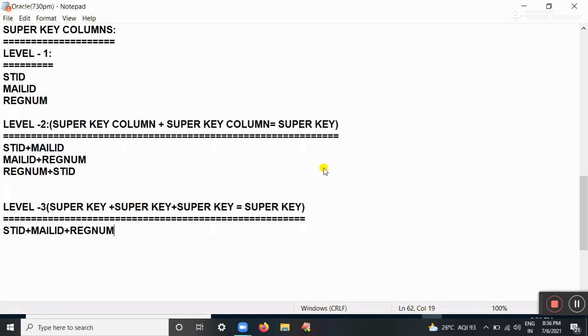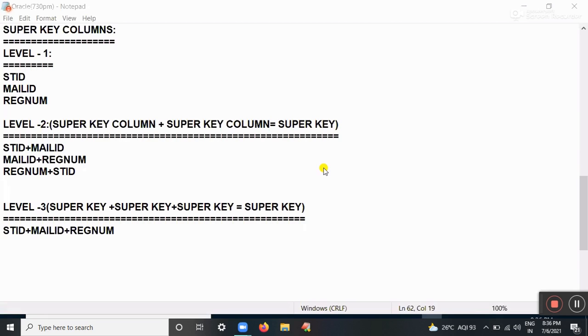Okay, now? Right. So this is the super key column definition, guys. Understanding my point now? Right. So now, super key definition, this one.